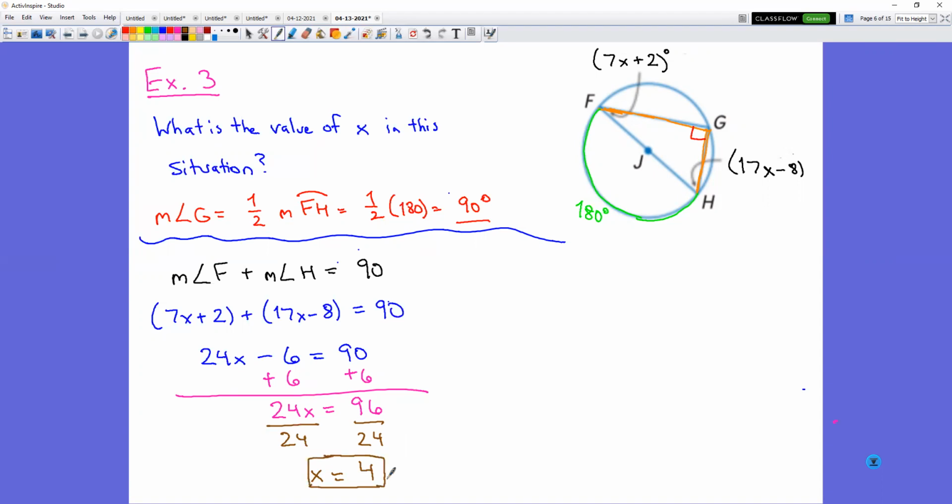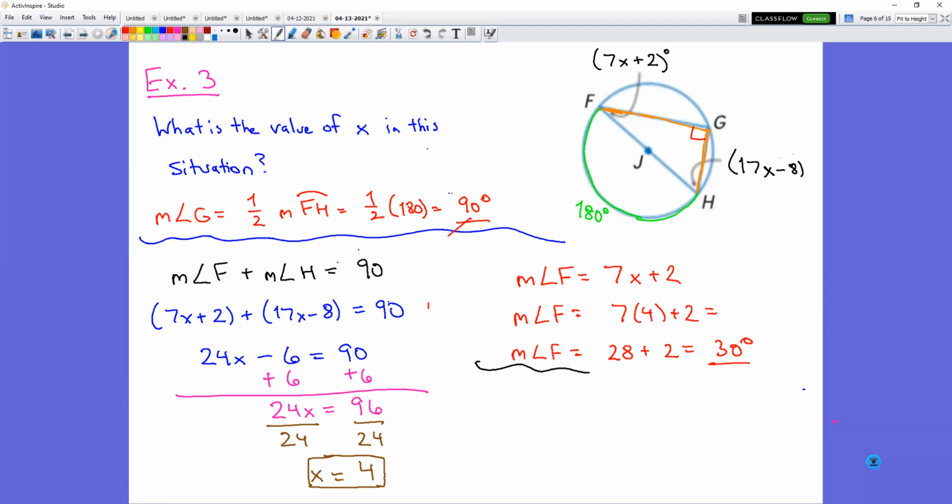But of course, if I wanted you to, which I'm actually going to go ahead and do at this time, you can replace the x in both of these angles, F and H, to determine how many degrees each of those angles are. And so let's just show you that real quick. To find the measurement of angle F, all you'll do is 7x plus 2. So basically, it's just 7 times 4 plus 2. So 7 times 4 is 28 plus 2, and that's going to equal 30 degrees. So that angle F is 30 degrees.